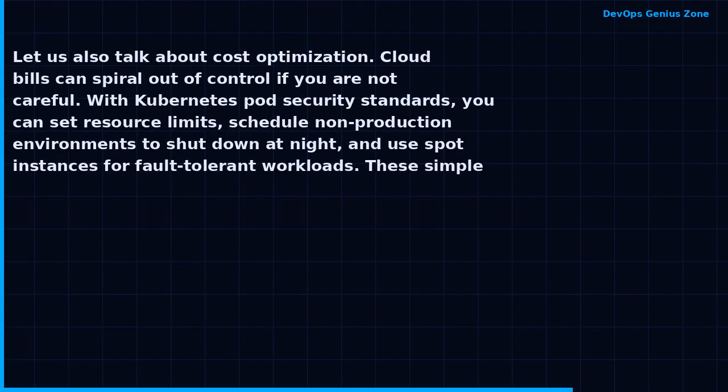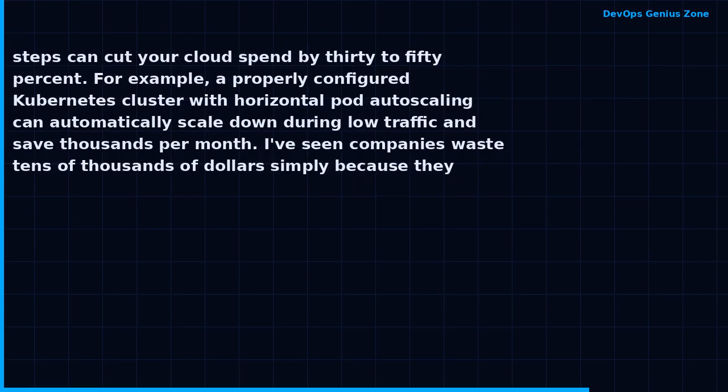Let us also talk about cost optimization. Cloud bills can spiral out of control if you are not careful. With Kubernetes Pod Security Standards, you can set resource limits, schedule non-production environments to shut down at night, and use spot instances for fault-tolerant workloads. These simple steps can cut your cloud spend by 30 to 50%.